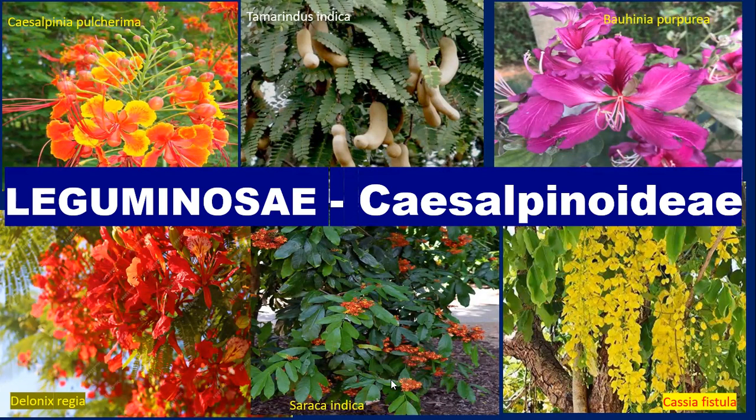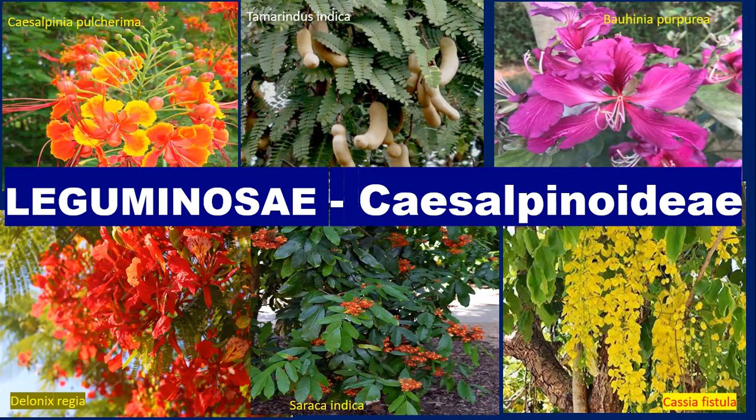In this class, we are going to discuss one of the important families from morphology of flowering plants, class 11th. The family is Leguminosae. From this family, there are three subfamilies given: Caesalpinoideae, Fabaceae, and Mimosoideae. Already we have discussed Fabaceae and Mimosoideae in order. This is the third subfamily given under the Leguminosae family, Caesalpinoideae.